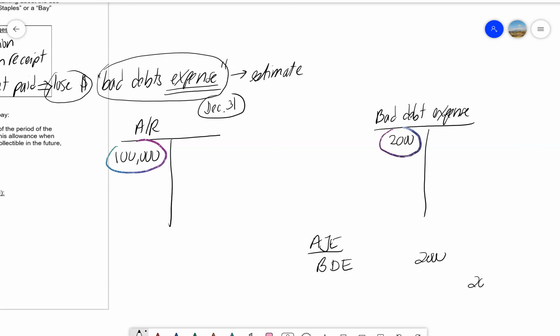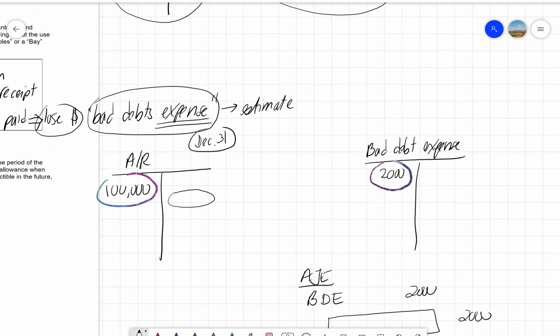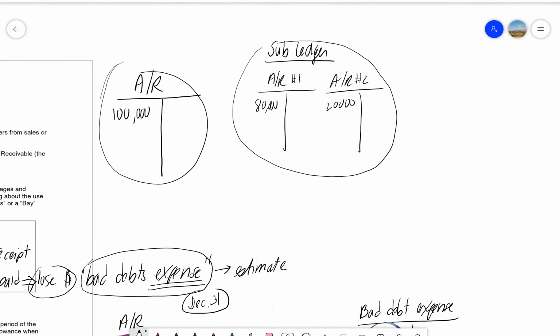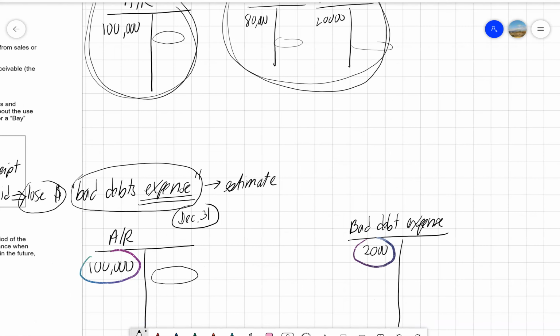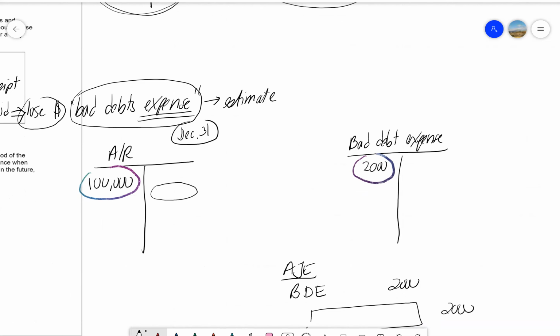The question is, what do we credit? Now, if we put the $2,000 here, we're going to have to get rid of a specific accounts receivable, right? Because you remember up here, we said that our control account must always equal our subsidiary ledger accounts. If we take off $2,000 from our accounts receivable, that means we have to take off $2,000 from one of these accounts. And we can't do that because there's a good chance that they will still pay us. And so what we have to do then is set up what we call a contra account.